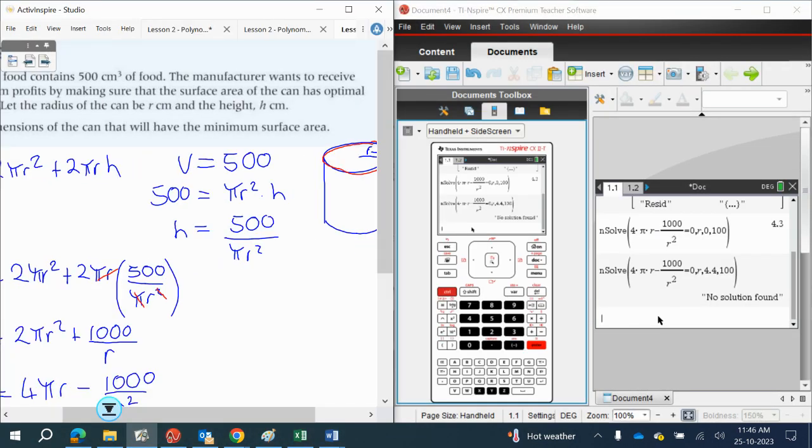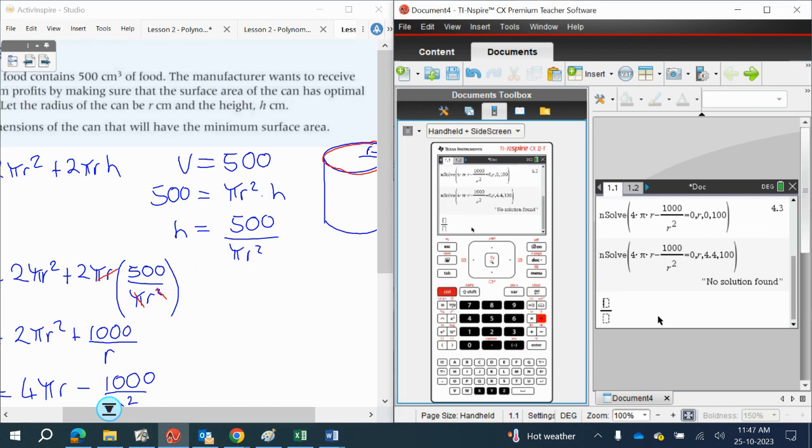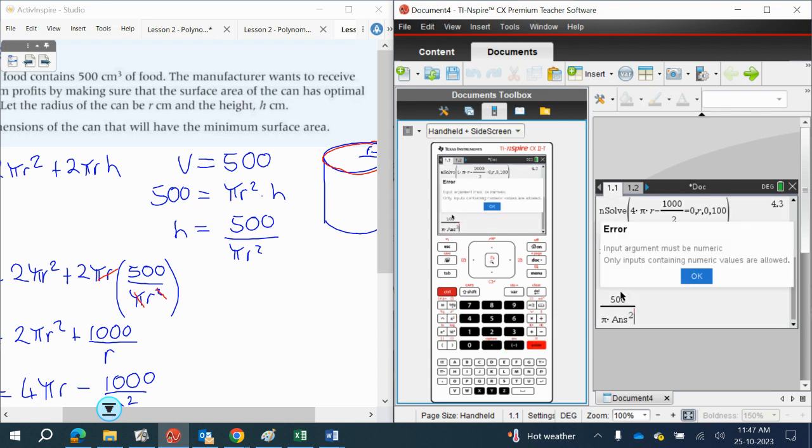We've got the 500 over πr squared. So 500 over π times 4.3 squared. Do Ctrl Answer to pull up your previous answer, square it.